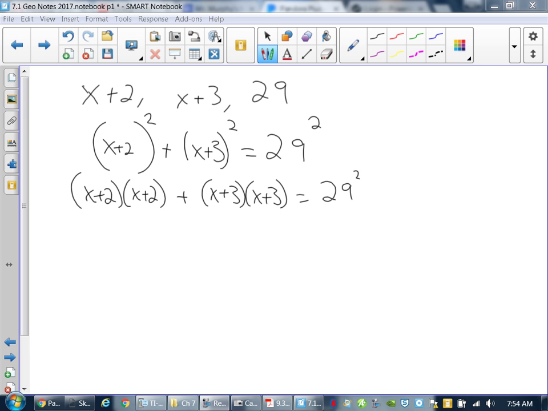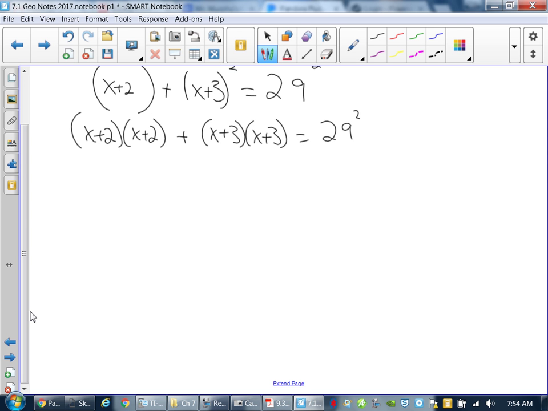So now again, go through and FOIL it. Show your arrows if you're not exactly sure on where you're going with everything. First, outside, inside, last. X squared, 2x, 2x, and a 4.